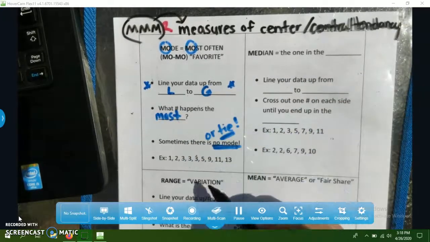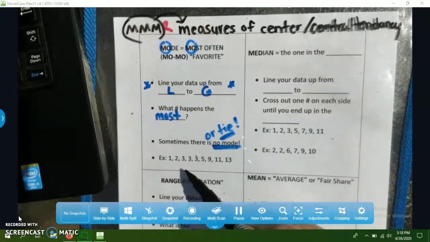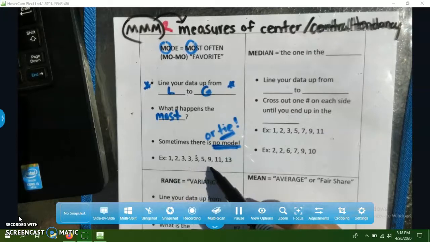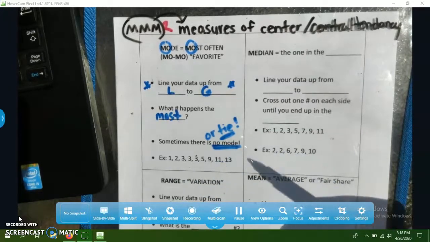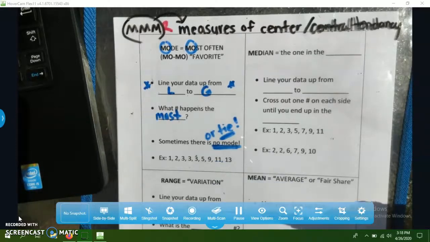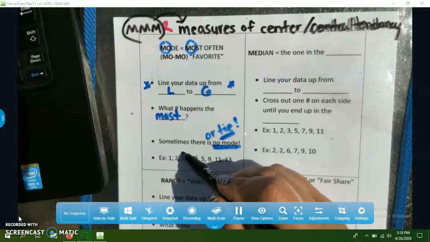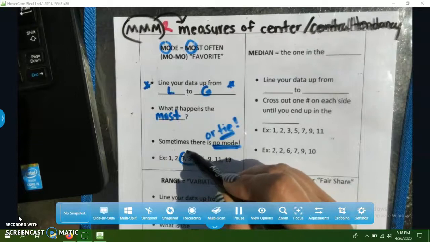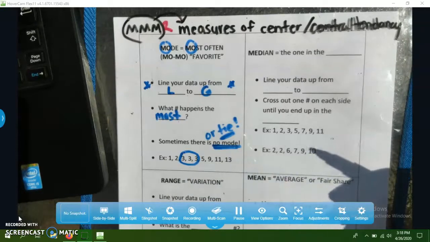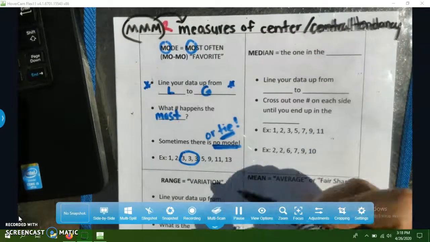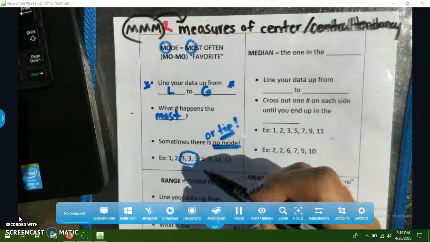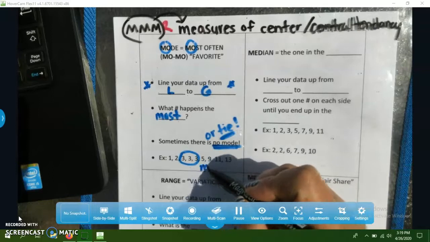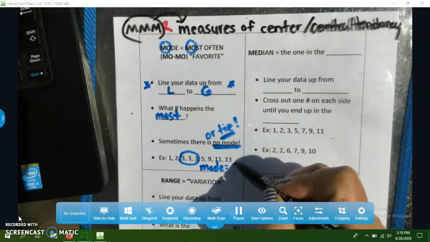So let's take a look at our data. Our data is already lined up least to greatest: 1, 2, 3, 3, 3, 5, 9, 11, 13. Now for this set of data, we would look for the number that occurs the most. The number occurring the most here would be that chunk of 3's, which are very easily found when we line our data up least to greatest. There is no other number that occurs more often than the 3. So we would say that our mode is 3 for this data.